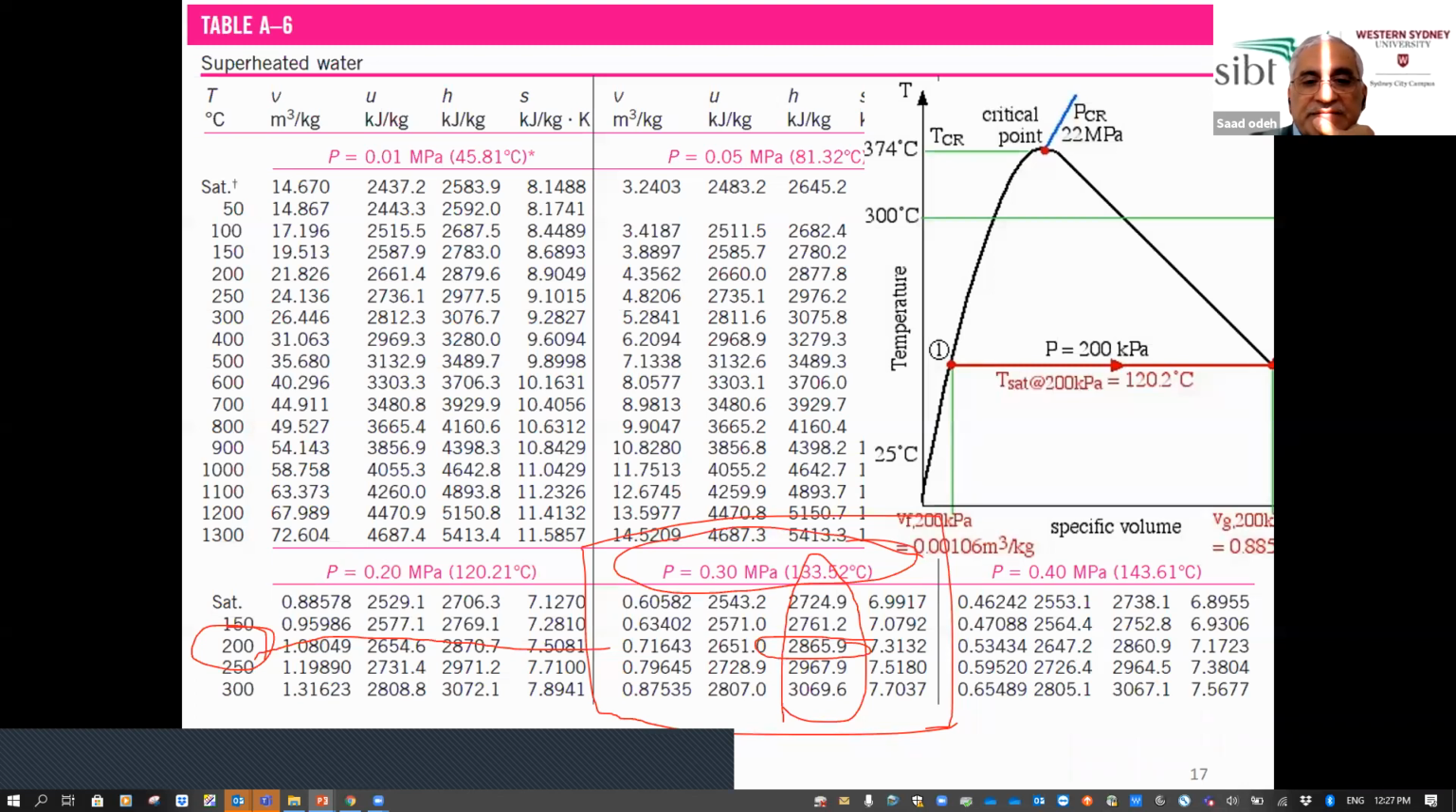Is it clear for everyone? But you need to know that this is superheated steam. You can't apply it for saturated steam because it's a different thing. Only for superheated steam you can do this. Okay. Any question?